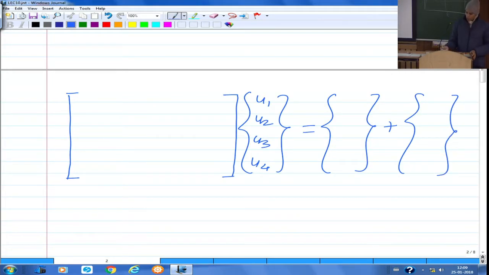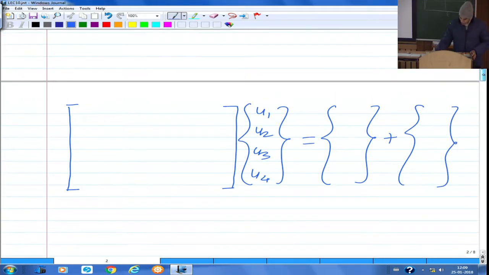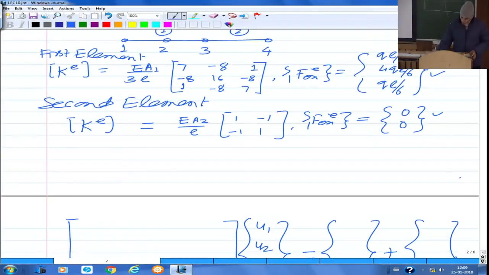So first let us look at the assembly of the first element. First element corresponds to global nodes 1 to 3. So its contribution will go to first 3 nodes and columns. So E by L is actually same in both cases. So let me take that as common.